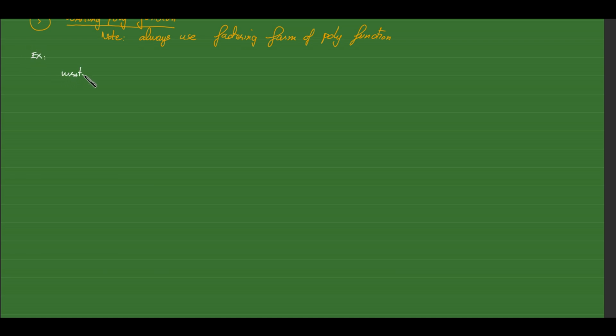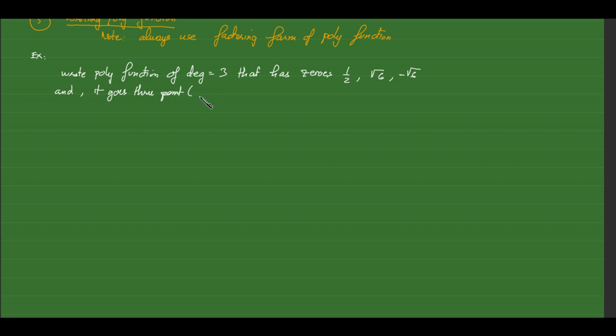Okay. Example. Write a poly function of degree 3 that has zeros 0, 1/2, square root of 6, and it goes to 1. Okay, so let's see how we do this.